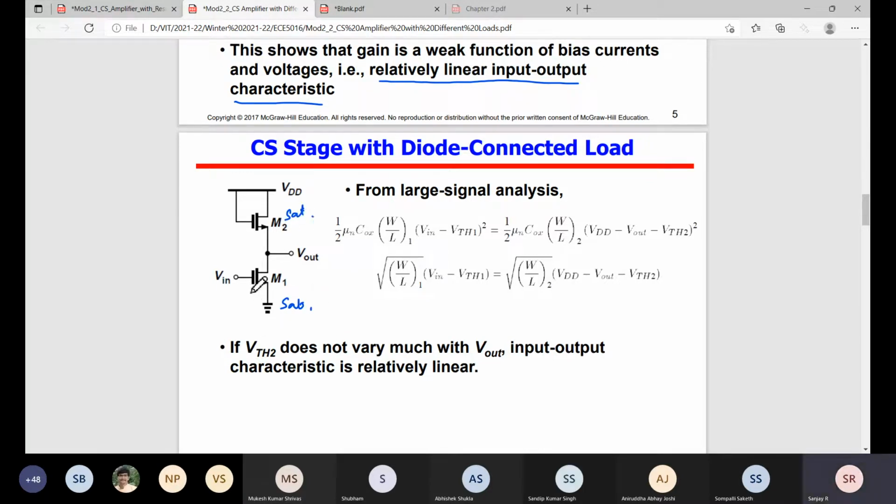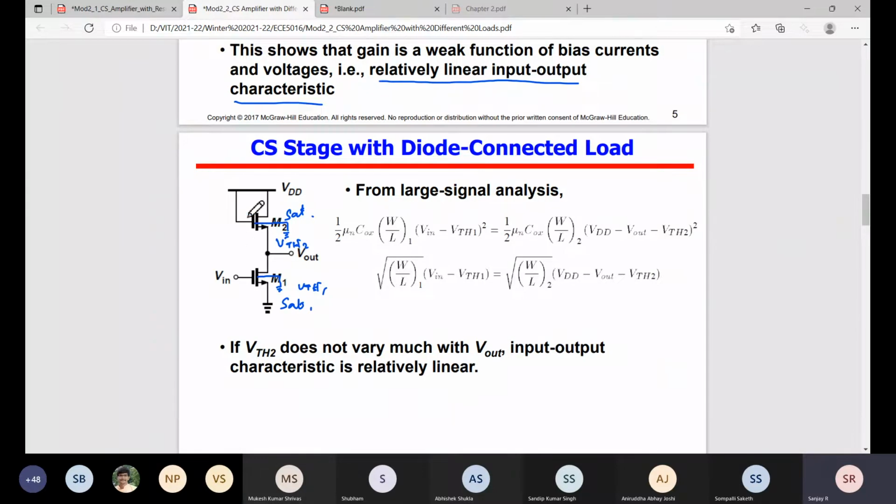Let's start from here. Half mu n Cox W by L1 into (Vin minus VTH1) whole squared. Please remember VTH1 and VTH2 are different because the body effect is there. You can see VSB is different. Here both are shorted, so VSB is 0. So the threshold voltages are different because the top NMOS M2 depends on VSB. That's why there are separate VTHs.